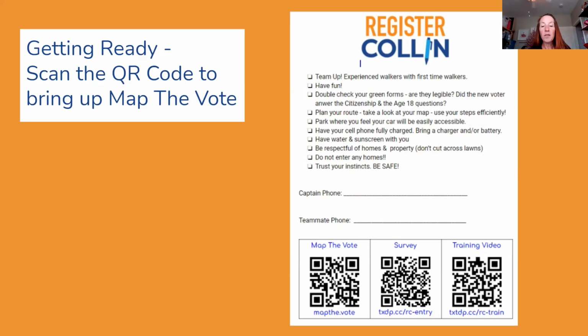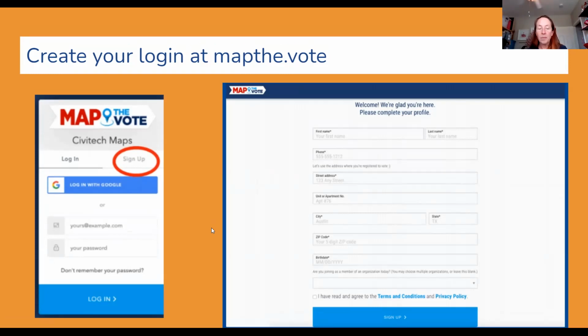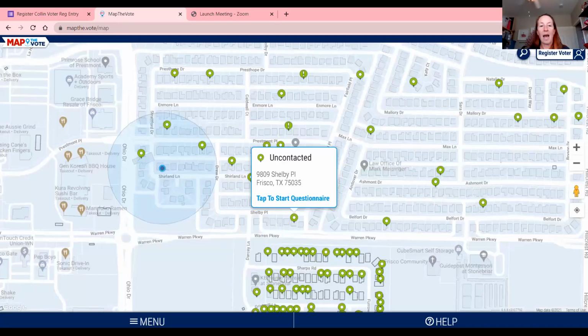So Map the Vote, you've scanned the QR code, you're bringing it up in your browser. The very first time you go in, you'll need to sign up for a Map the Vote account and fill out this form on your phone. Once you do that, every time you go in, you'll just need either your email and your password, or you can log in with Google. It's up to you. So let me switch over to Map the Vote and show you the app, and all of the things that we're going to be doing with this app.